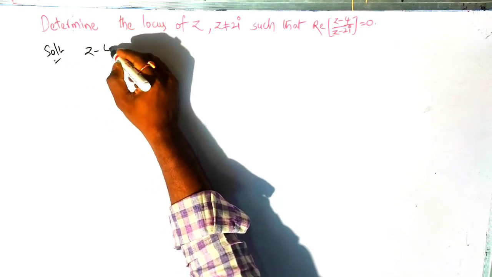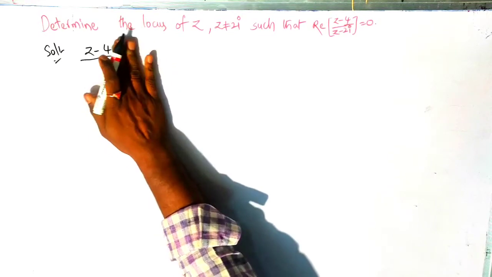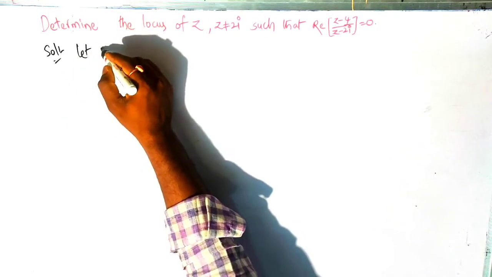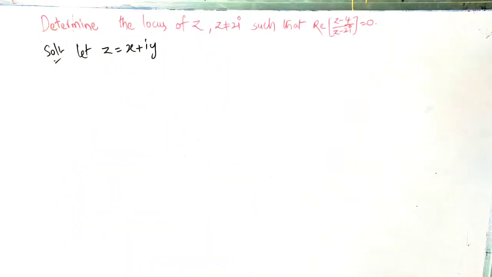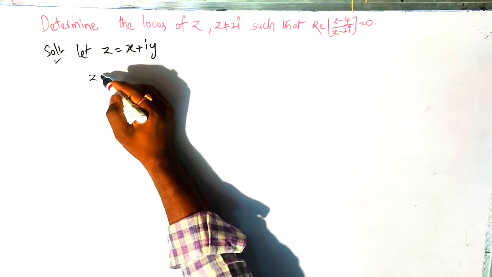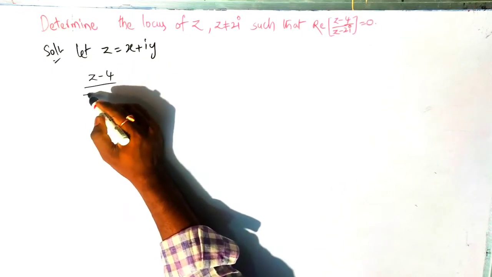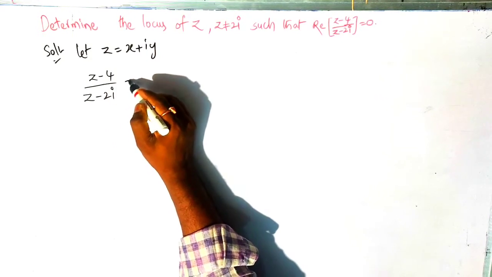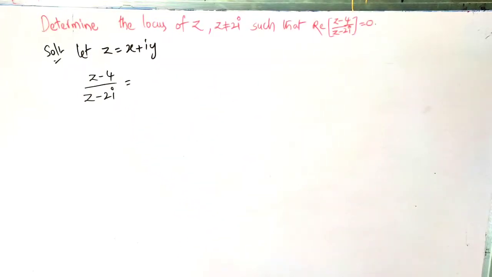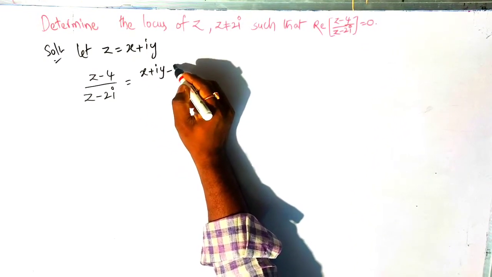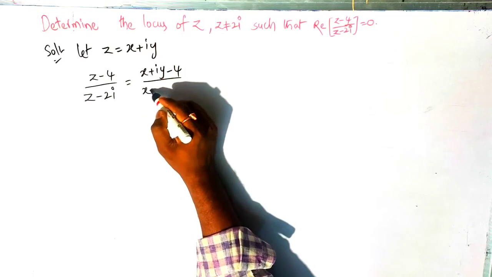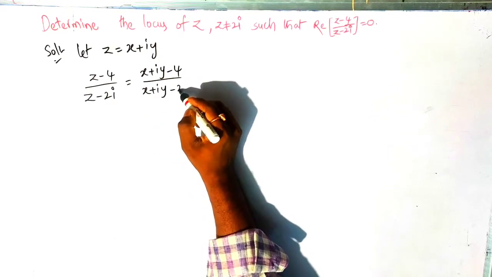So z minus 4 divided by z minus 2i is the given function. Let us take z equals x plus iy. We substitute here: z equals x plus iy, so (x plus iy minus 4) divided by (x plus iy minus 2i).